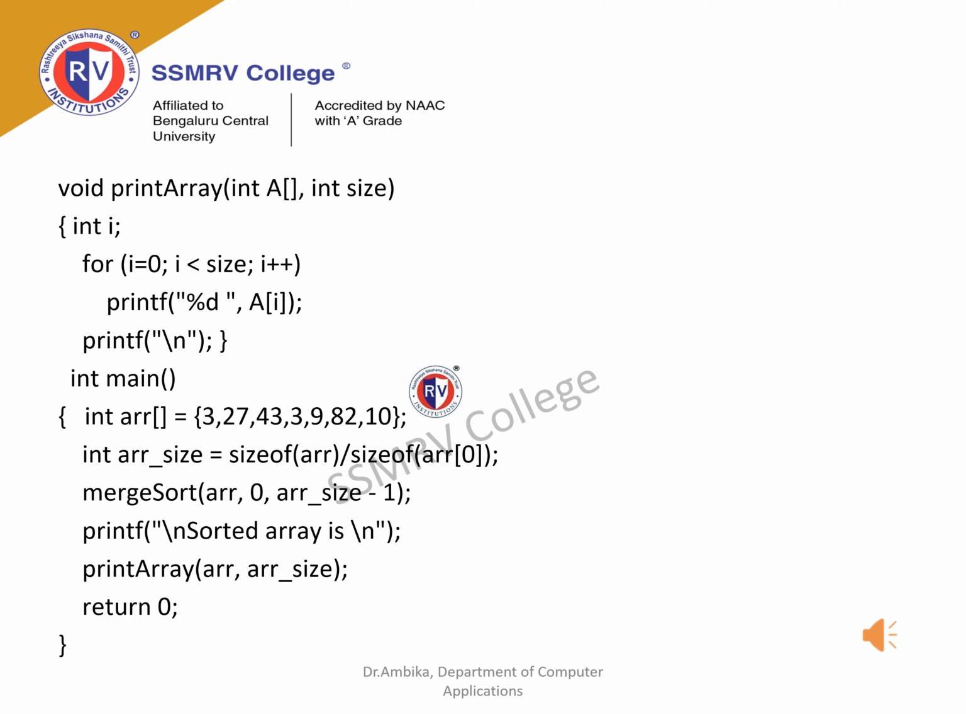Print array function is used to display the sorted and unsorted array. In the main function, array is initialized and Mergesort is called. This is followed by a call to the print array function.